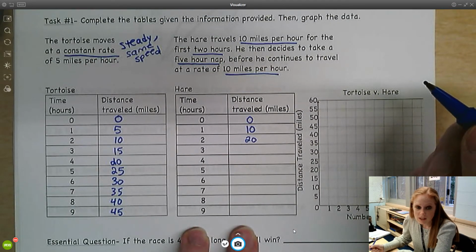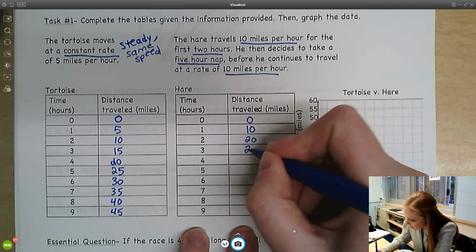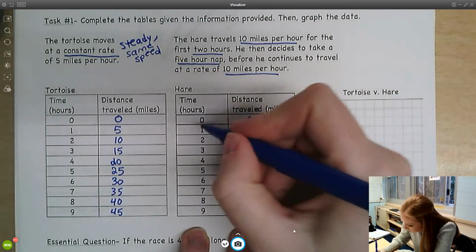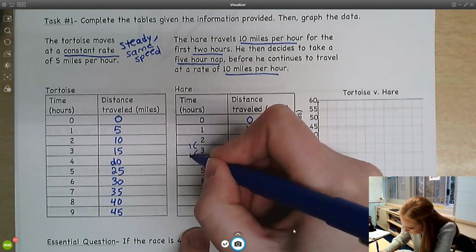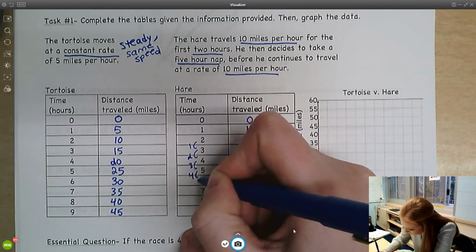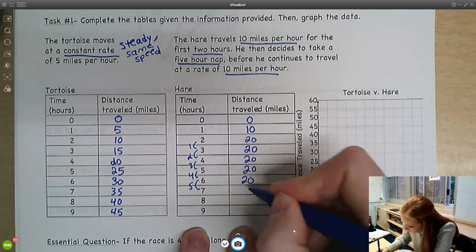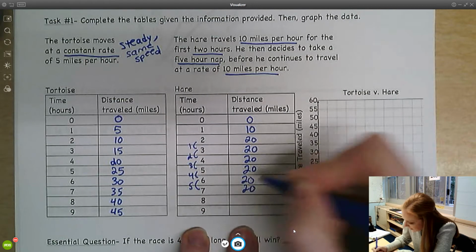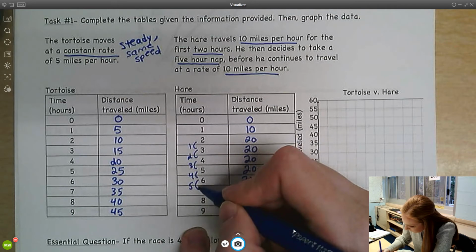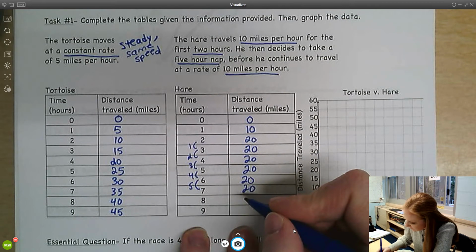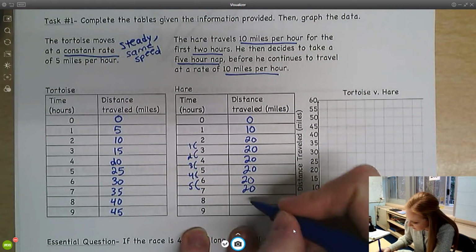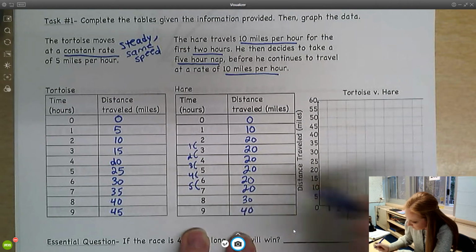But then after the first 2 hours, he decided to take a nap. So when you're napping, you're not moving any more miles. So he was stuck at 20 miles for 5 hours. So let's see. This would be 1 hour of his nap, hour 2 of his nap, hour 3 of his nap, hour 4 of his nap, and hour 5 of his nap. 1, 2, 3, 4, 5. His 5-hour nap. And then after his 5-hour nap, he travels at the same rate as before, 10 miles per hour. So then he goes up to 30, and then he goes up to 40.